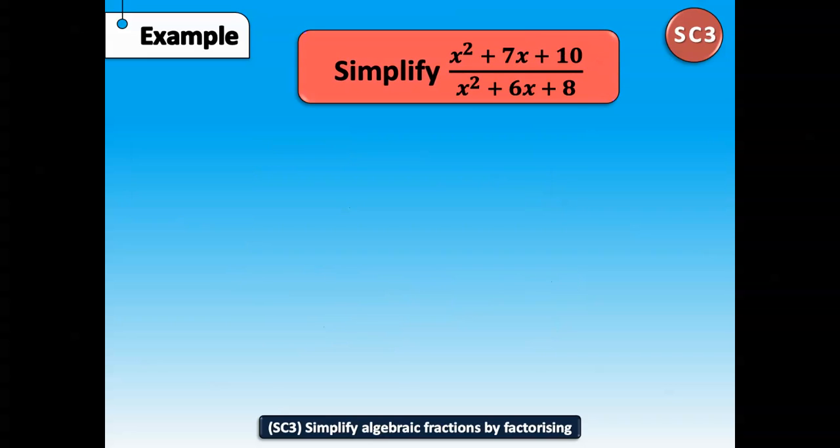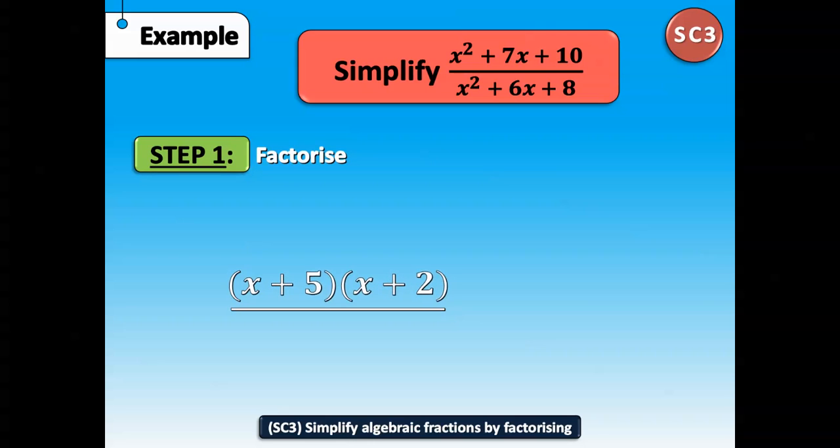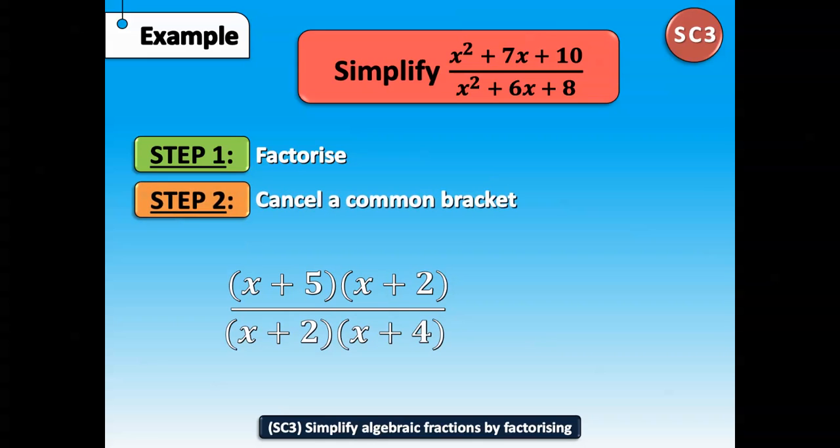Here's another example. So I need to factorise the quadratic on top and the one underneath. And then I can cancel out a common bracket. So my answer is x plus 5 over x plus 4.